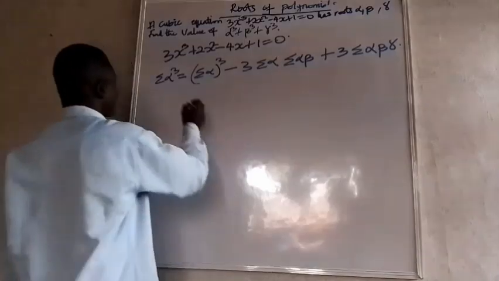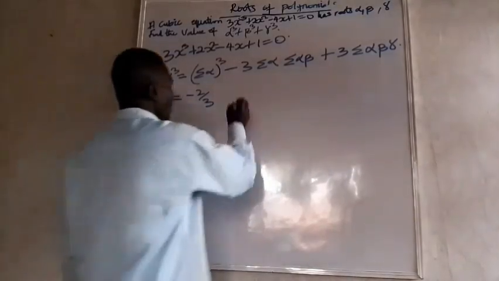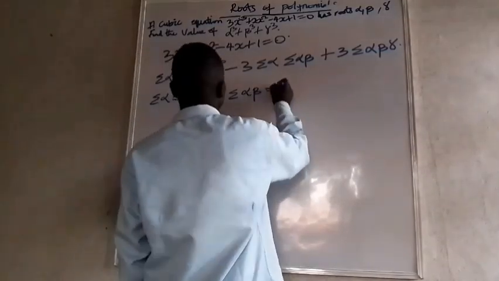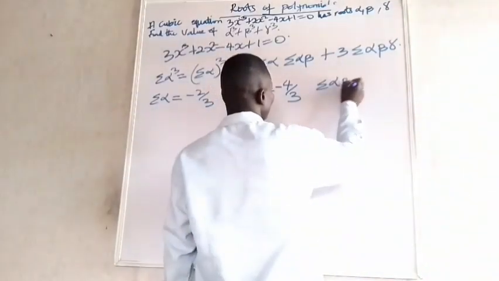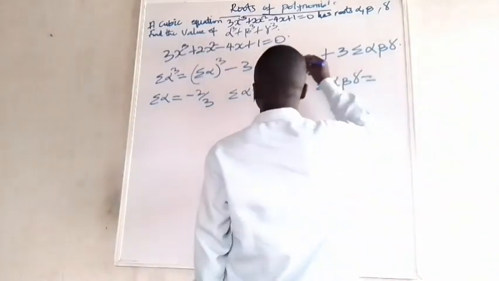So what is summation alpha? That is minus 2 over 3. What is summation alpha beta? That is minus 4 over 3. What is summation alpha beta gamma? That is minus 1 over 3.